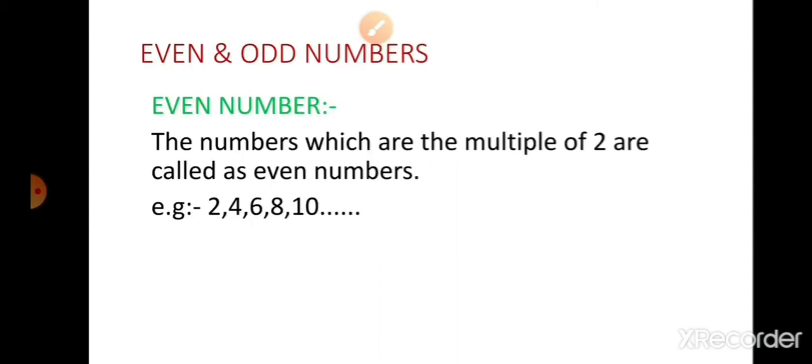First we will go through even and odd numbers, second bit is addition, and third bit is subtraction. Let us move towards our first bit, that is even and odd numbers.